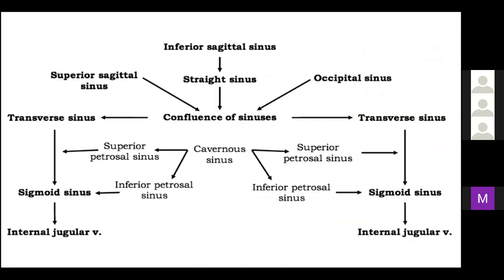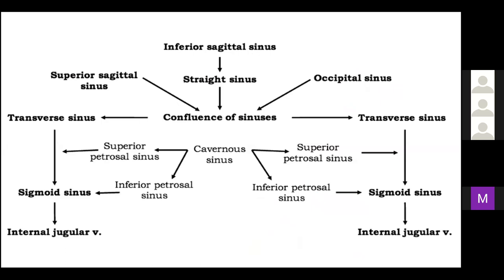Now the venous component of the cerebral blood volume. It starts from the superior sagittal sinus, occipital sinus, and inferior sagittal sinus. These three sinuses meet at the confluence of the sinuses, from where blood drains into the transverse sinuses, and from the transverse sinuses via the sigmoid sinus, it drains into the internal jugular vein. From the exam point of view, you need to know the venous drainage. This is very basic, so you need to know this venous drainage of the brain as well.